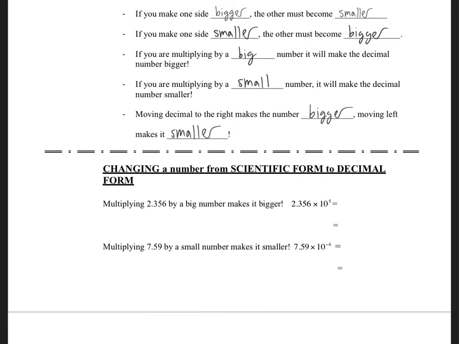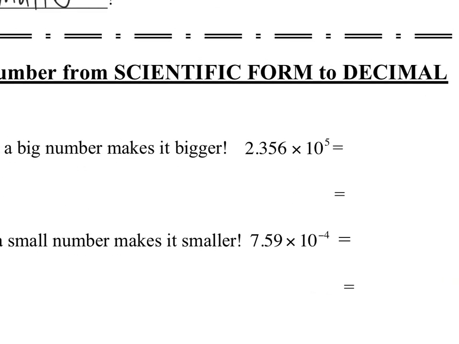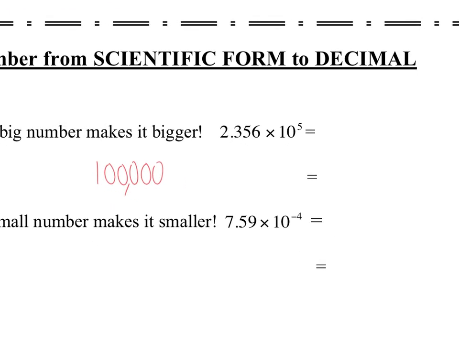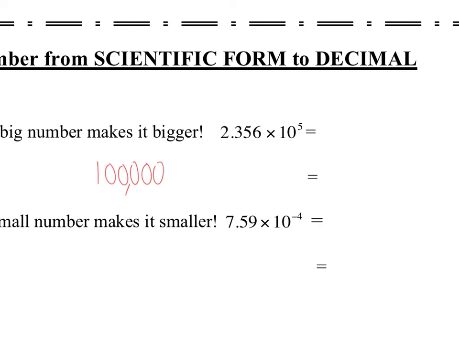All right. So it says changing a number from scientific form to decimal form. We have 2.356 times 10 to the 5th. It says multiplying by a big number makes it bigger. Well, that's right. With 10 to the 5th power, we're multiplying by 100,000 basically, right? If we multiply 2.356 times 100,000, which is a big number, is that going to get bigger or smaller than 2.356? Well, it's going to get bigger.